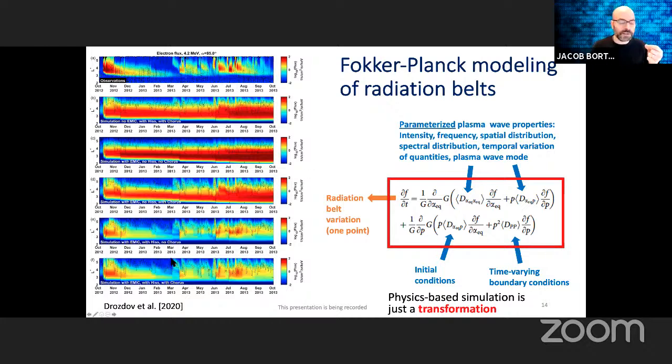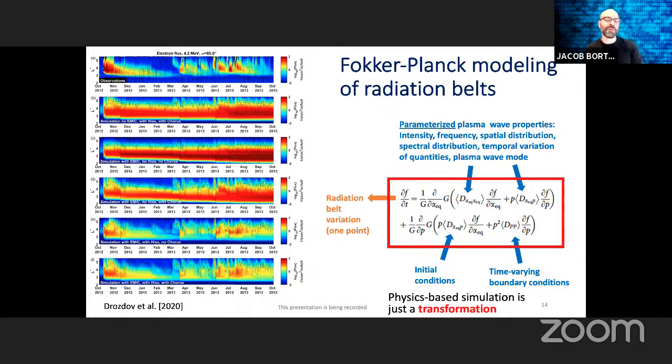That's what we do. This is a paper by Sasha Drozdov, one of the most recent examples. And this is what we do. We parameterize EMIC waves, hiss and chorus, and we see how adding and taking away these various effects or parameterizations affects the radiation belts. And when we have something that looks a little bit like the observations, we say, bingo, we understand everything.